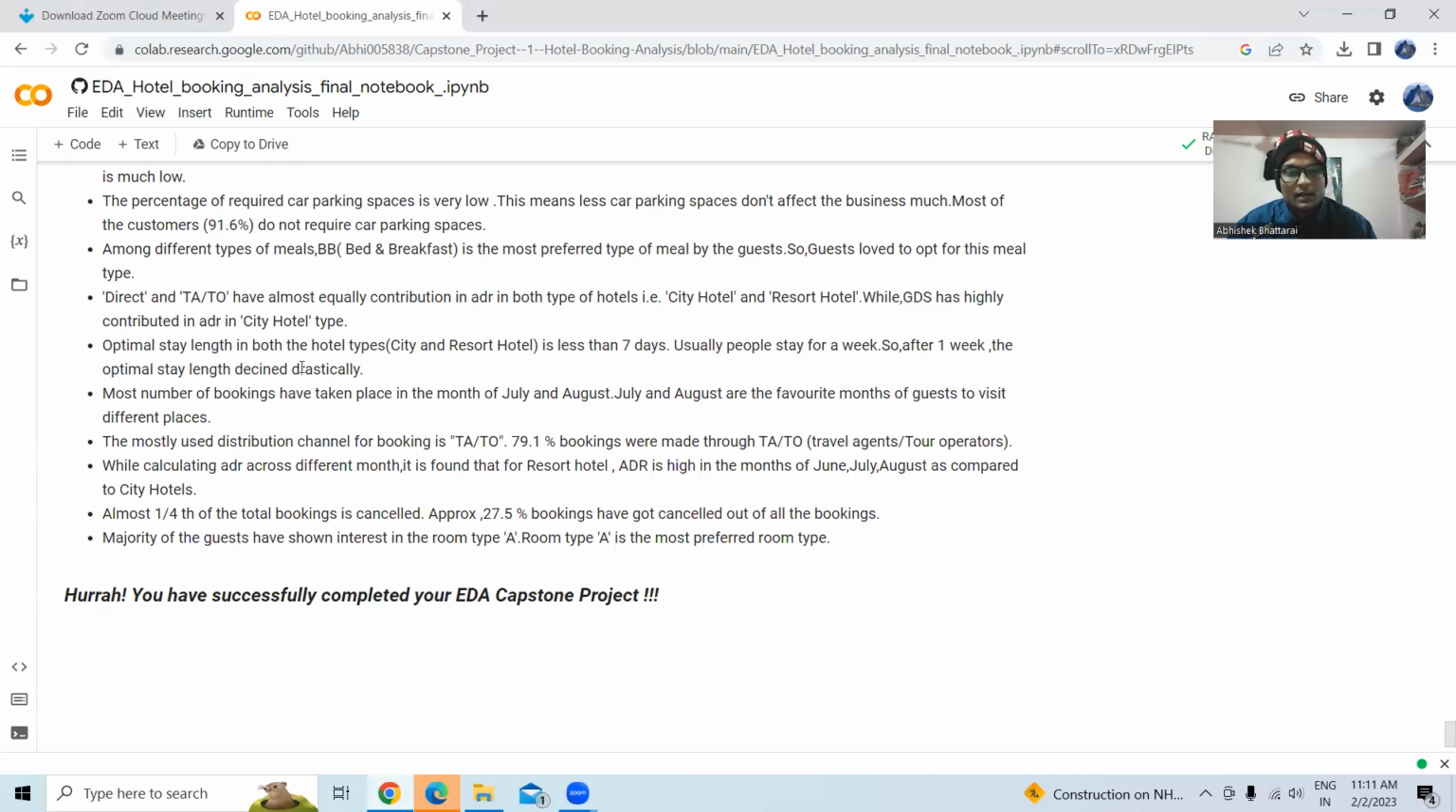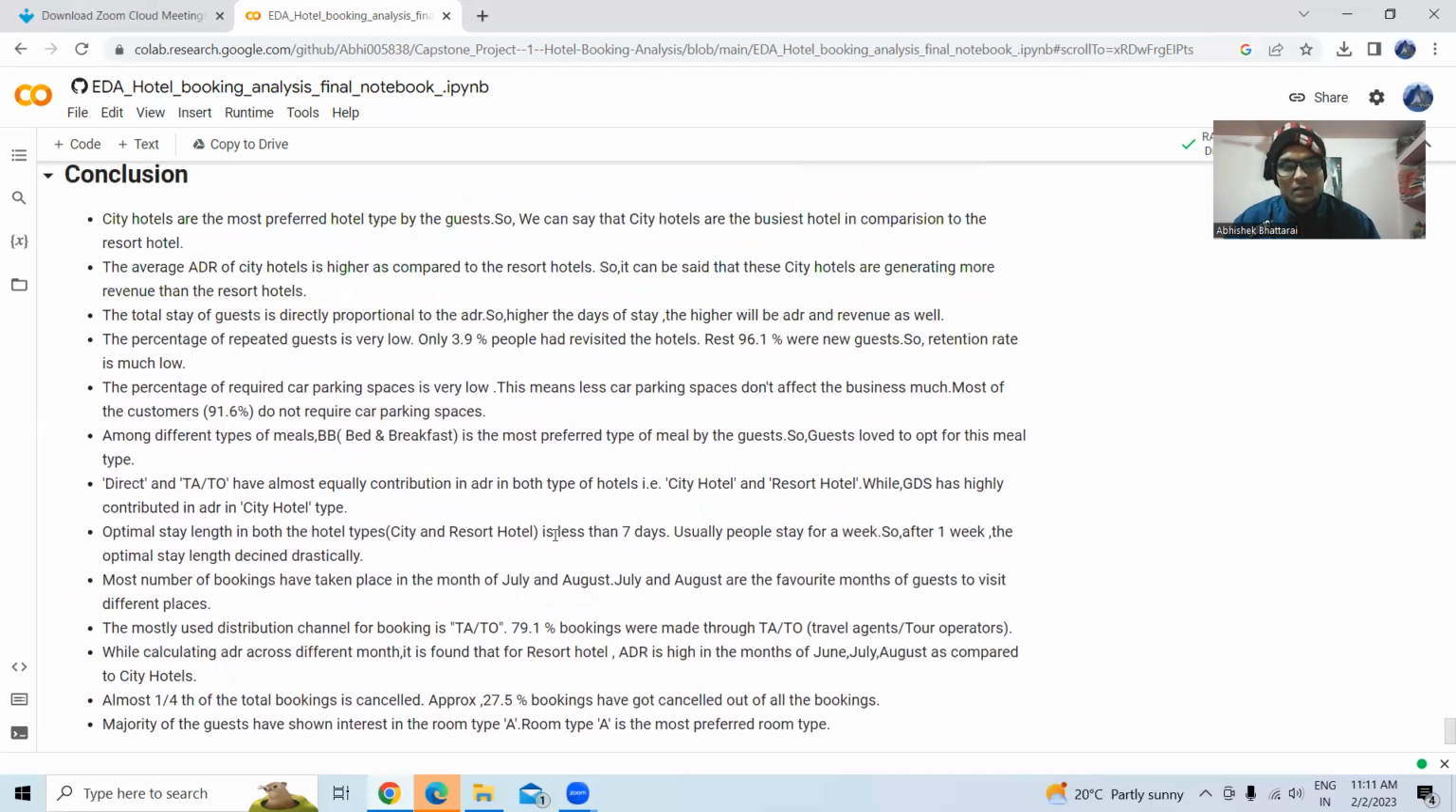Optimal stay length in hotels is less than 7 days. Most of our bookings have taken place in the months of July and August. The most used distribution channel for booking is TA/TO. ADR is high in the months of June, July, and August, which might again be due to summer vacation or something. Almost one quarter of the total bookings are cancelled, so this needs to be thought upon. The majority of guests have shown interest in room type A, which is the most preferred room type. These are the main conclusions we have found.